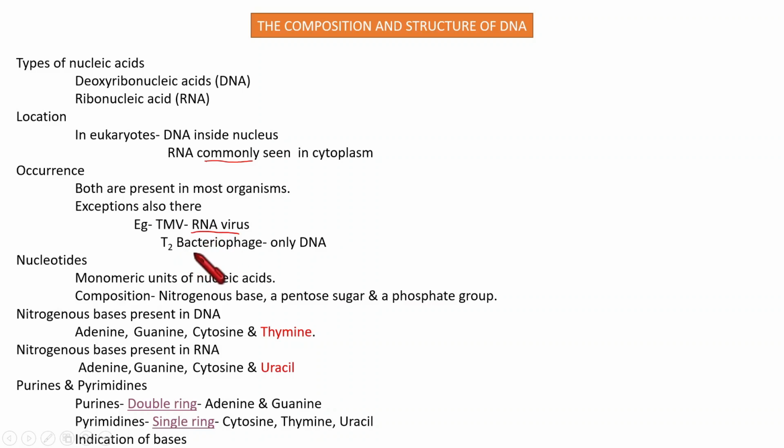Another example is the T2 bacteriophage. Its genetic material is DNA. There is no RNA in the case of this bacteriophage. That's about its occurrence and existence.